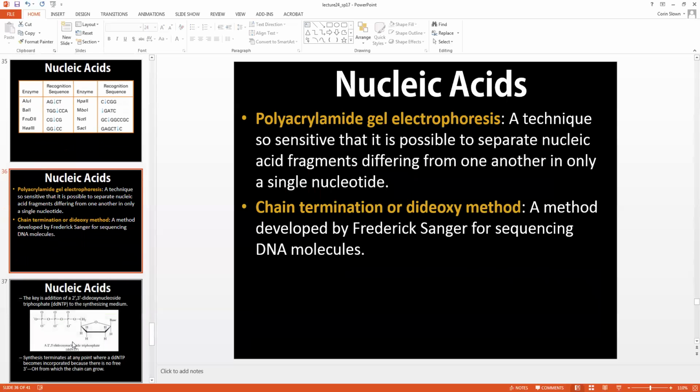When we think about studying or understanding the structure of nucleic acids, one of the most common methods is polyacrylamide gel electrophoresis. This is a technique that's so sensitive that it's possible to separate nucleic acid fragments differing from one another in only a single nucleotide. We also can use chain termination or the dideoxy method. This is a method developed by Frederick Sanger for sequencing DNA molecules.